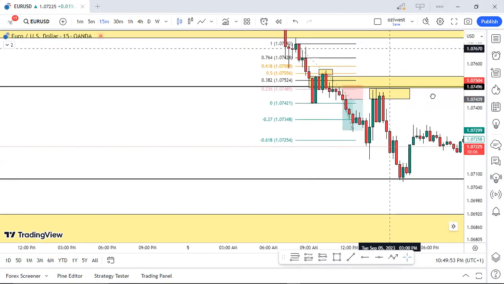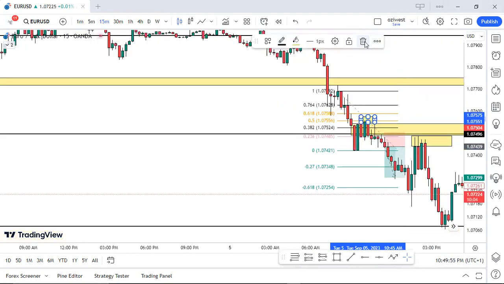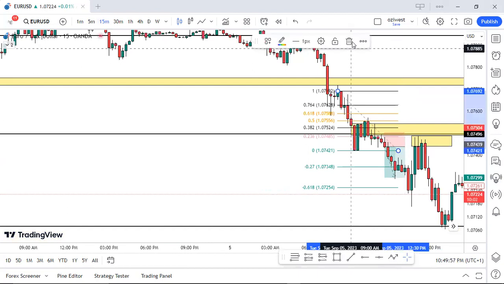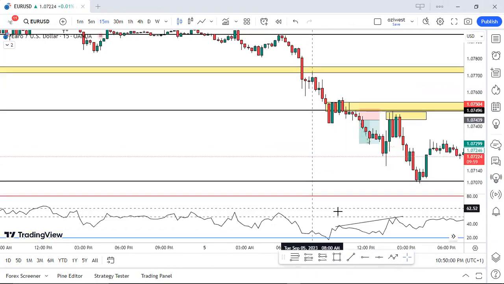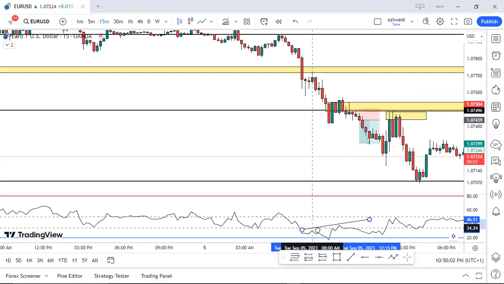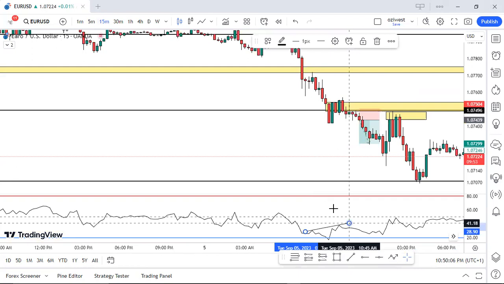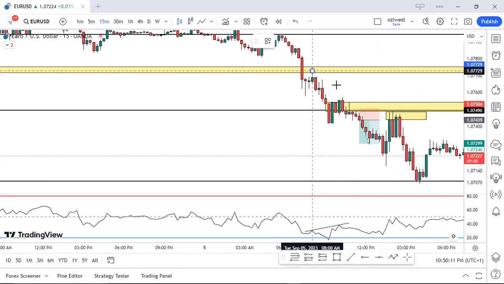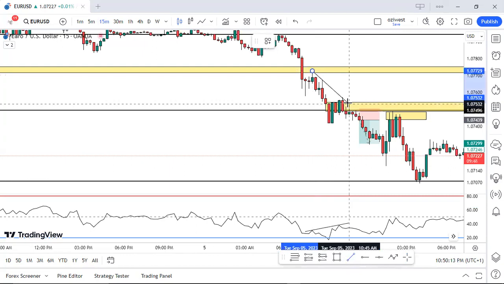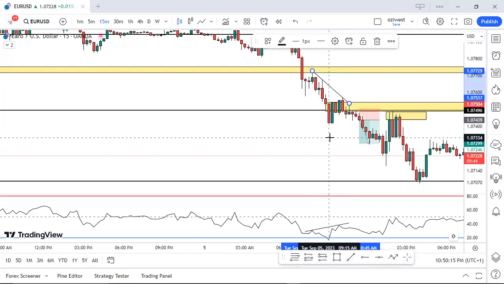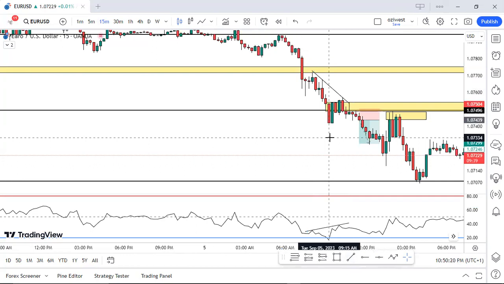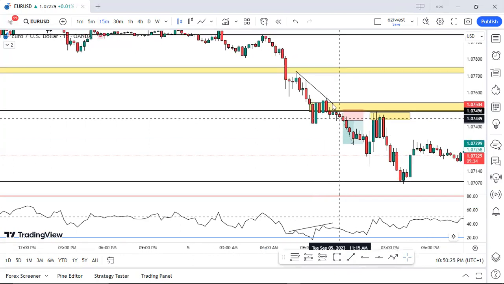Another thing that I saw that made me enter these sells was our RSI. Price was forming higher highs here on the RSI. When you look at the candlesticks, price was forming lower highs. So that there is a bearish hidden divergence. Signals that price is going to continue pushing downwards. So that was what I saw for the first entry.